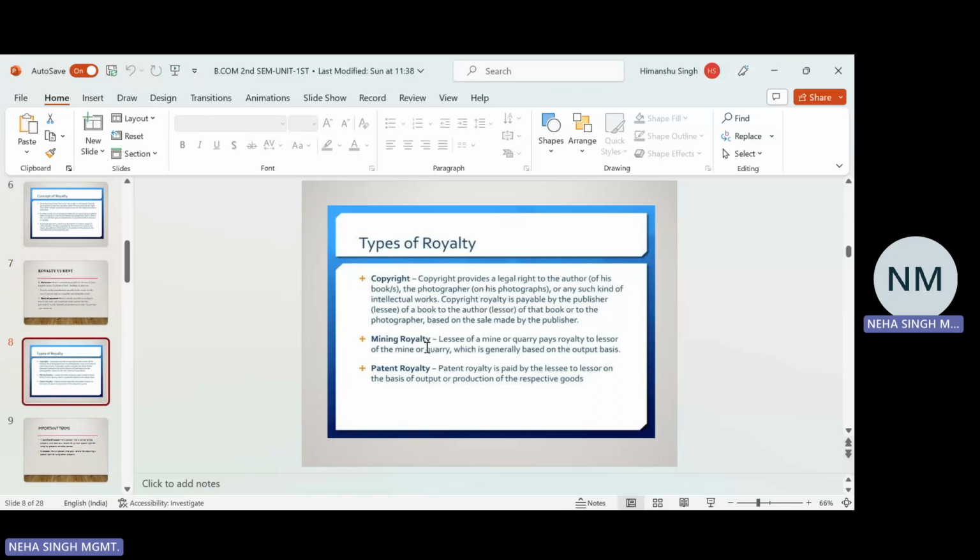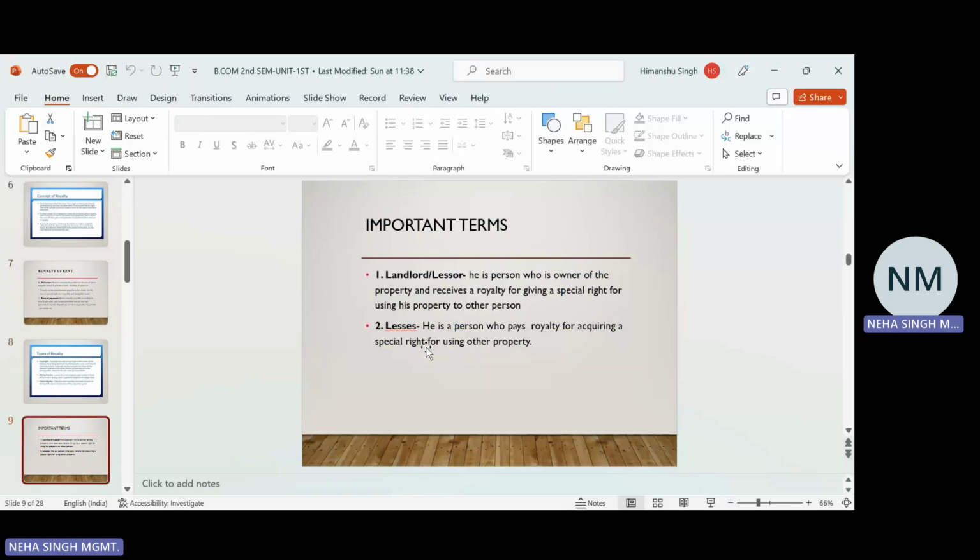रॉयल्टी कैसे दी जाती है? रॉयल्टी दी जाती है ऑन द बेसिस ऑफ प्रोडक्शन और सेल्स मेड बाय द lessee, right? And mining royalty: lessee of mining or quarry pays royalty to lessor of the mine or quarry, which is generally based on the output basis. Patent royalty क्या होता है? Patent royalty is paid by the lessee to lessor on the basis of output or production of the respective goods.